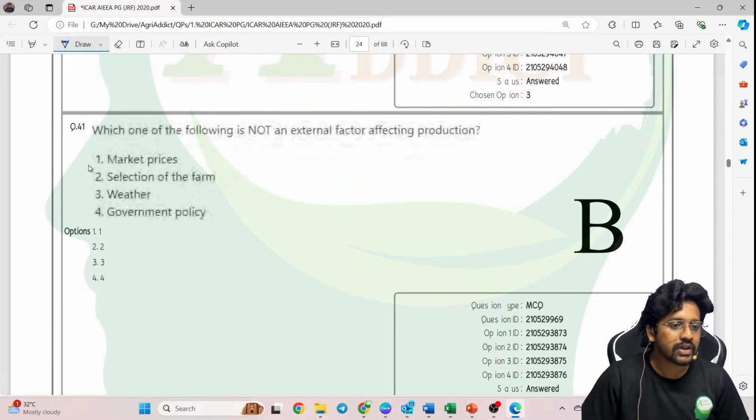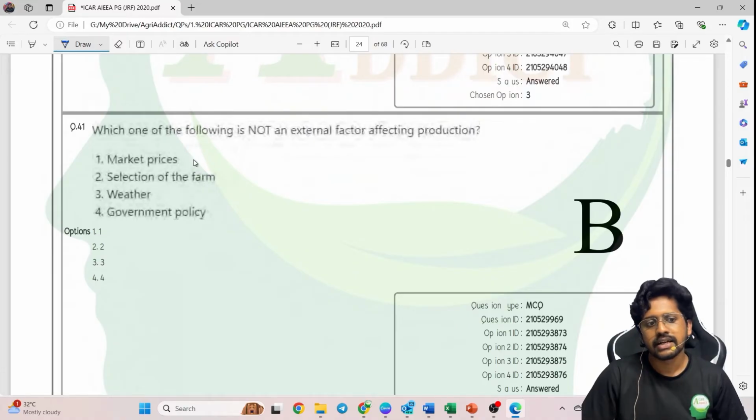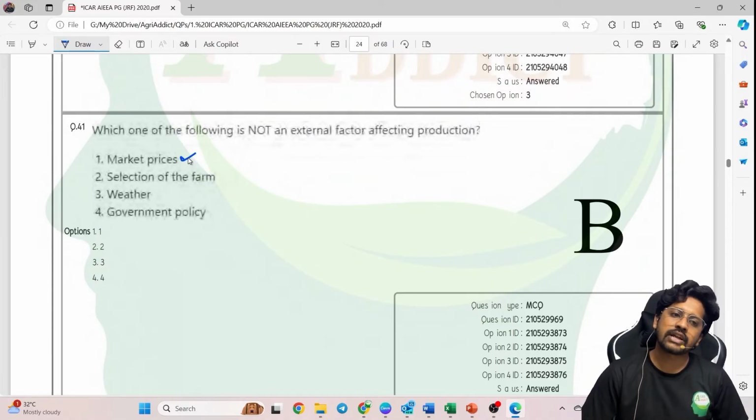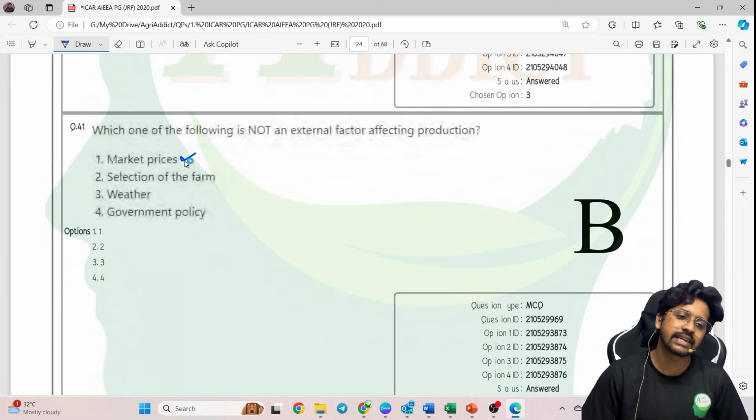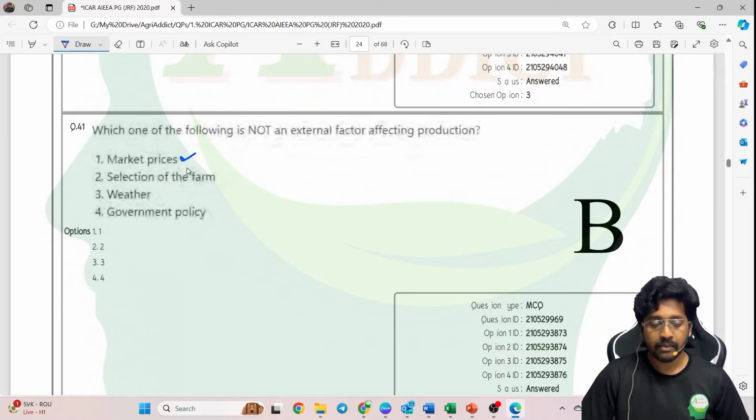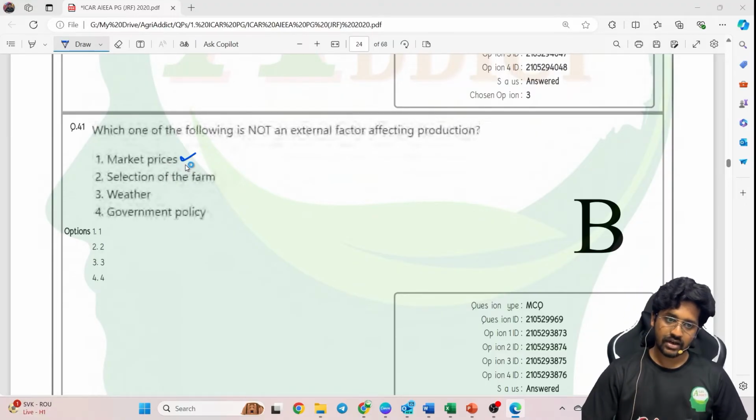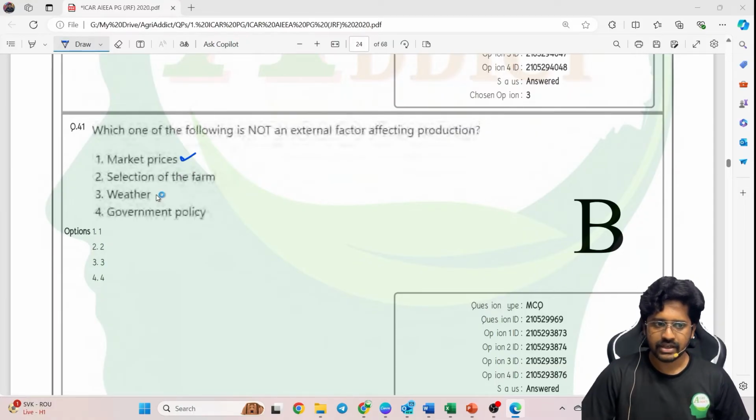So the given options are market prices, selection of the farm, weather and government policy. We can say that the market prices fluctuate according to the demand and supply in the market, right? So we cannot do anything regarding the market prices. It will be decided by the market forces. So therefore market prices cannot be considered as an internal factor. The third option, weather, is also out of control.